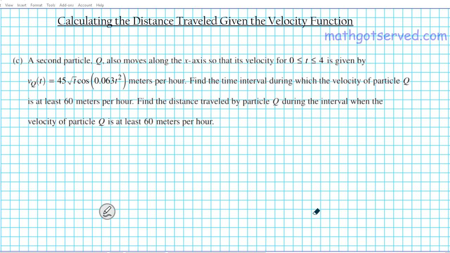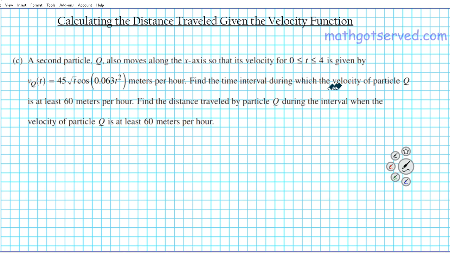Alright, let's take a look at part 2c. In part 2c, we're going to be assessed on how to calculate the distance traveled given the velocity function. Okay? So it reads, a second particle Q also moves along the x-axis so that its velocity for 0 to 4 is given by this function right here, meters per hour. Okay, so this is a totally different function. We're no longer dealing with P for this particular part.